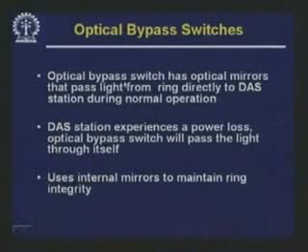So, optical bypass switch is optional optical mirrors that pass light from the ring directly to a DAS station during normal operation. If the DAS station experiences a power loss, the optical bypass switch will pass the light through itself. It uses an internal mirror to maintain ring integrity. So, that is done.